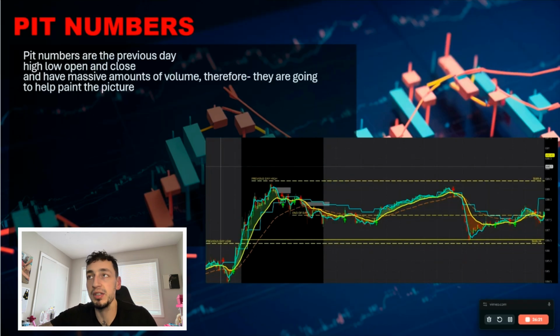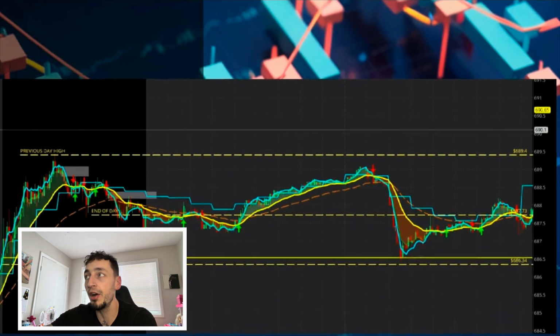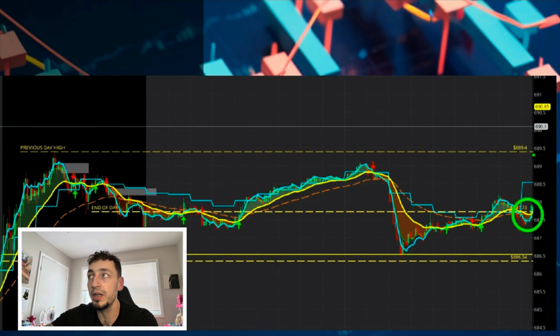Okay, so PIT numbers. PIT numbers are the previous day high, low, open, close of the previous day. All right, so on this chart, we got PDH, we got EOD, end of day, we got PDL, previous day low, and then we got previous day open print. So once again, based off what happens here at the open, I'm either going to target PDH or target PDL. All right, and we're going to use a very special strategy to do that. We're going to dive into that.